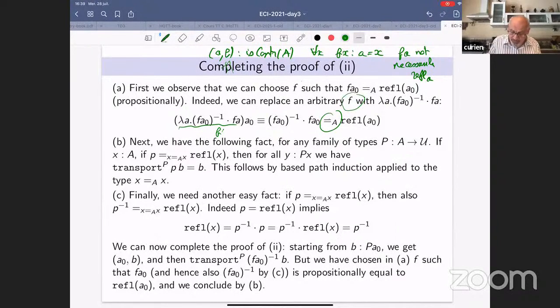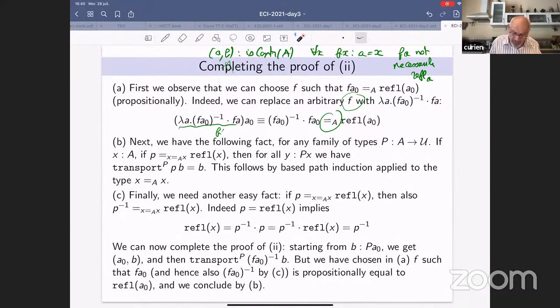The next thing to observe is that we already know, when we do transport, that by definition, if P is definitionally equal to ref, then the transport of B along P is exactly B definitionally. So we want a weaker version. We want to show that as soon as the path is propositionally equal to the reflexivity, then transporting along this path does nothing up to propositional equality.